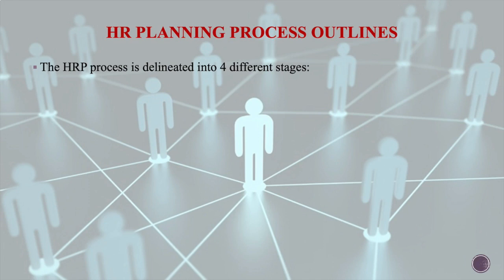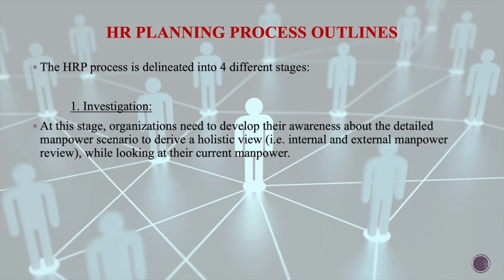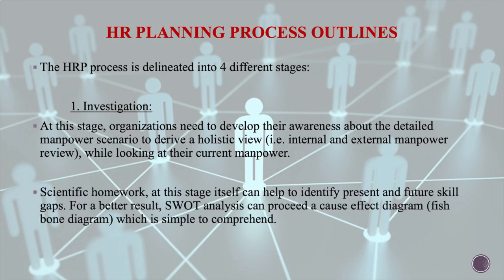Let's introspect on some of the outlines that the HR planning process follows. The HR planning process is delineated into 4 different stages. Stage 1 is called investigation. At this stage, the organization is supposed to develop awareness about the detailed manpower scenario to derive a holistic view. Holistic view means that the external and internal manpower review needs to be referred to while looking at the current manpower. Scientific homework at this stage helps to identify the present and future skill gaps.